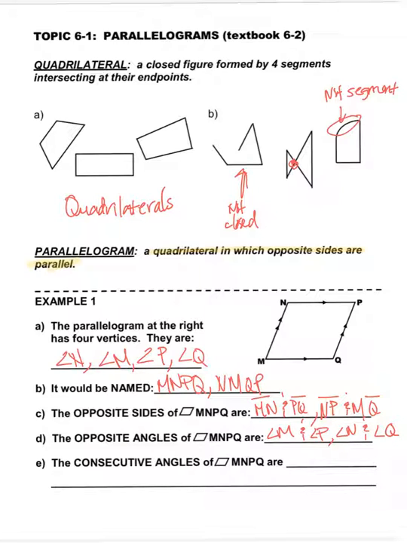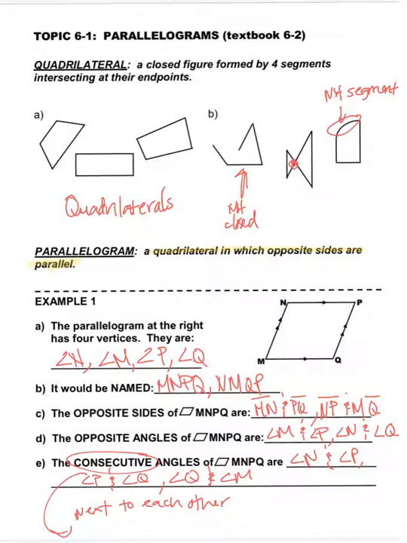And then lastly for C, we have the consecutive angles of our quadrilateral MNPQ. For consecutive, that just means next to each other. So we're just naming the angles that are next to each other. Angle N is next to angle P. Angle P is next to angle Q. Angle Q is next to angle M. And then lastly, angle M is next to angle N.